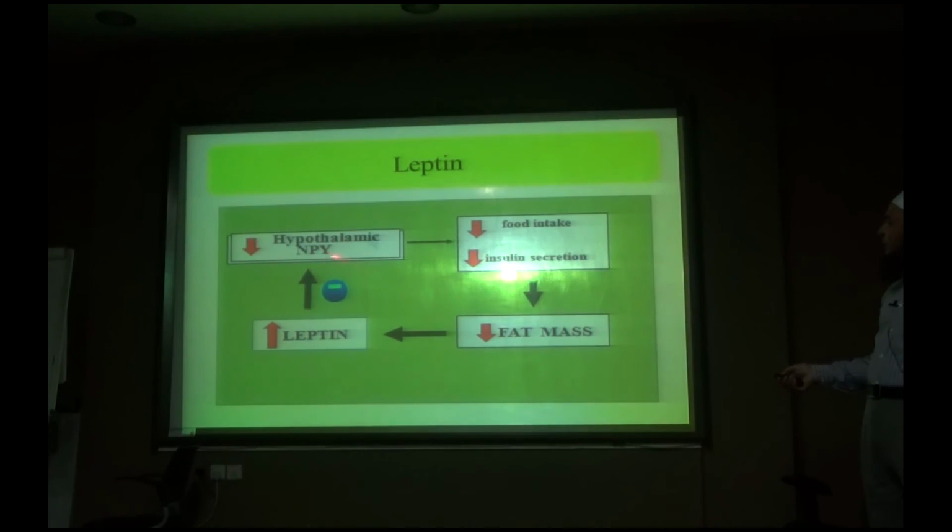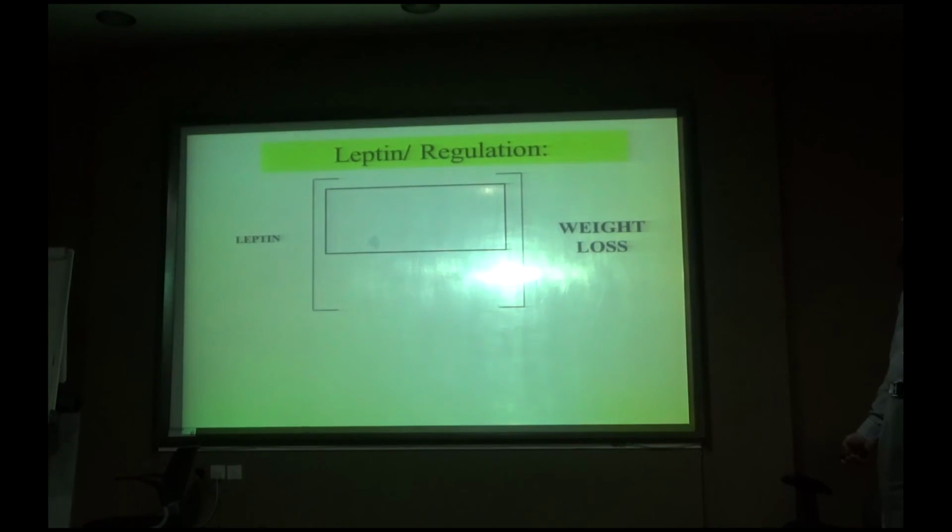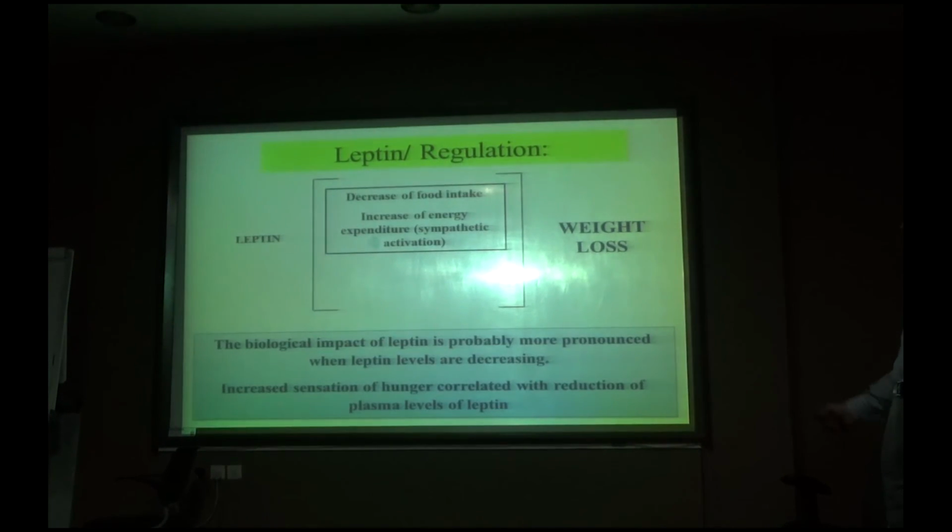So less hypothalamic neuropeptide Y, increased leptin, fat mass, food intake. Like this: decrease hypothalamic neuropeptide Y, decrease food intake, insulin secretion. Decrease fat mass. When fat mass decreases, it will be increased. When it increases, it will inhibit this one. So on, continuous activity. So this is the leptin regulation. Leptin decreases food intake, increases the energy expenditure, stimulating activation, and then weight loss.